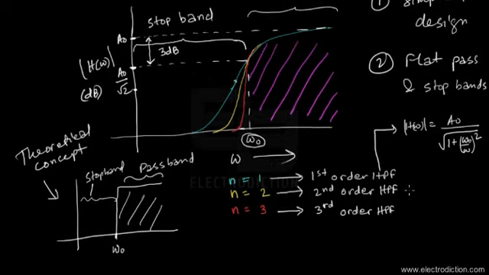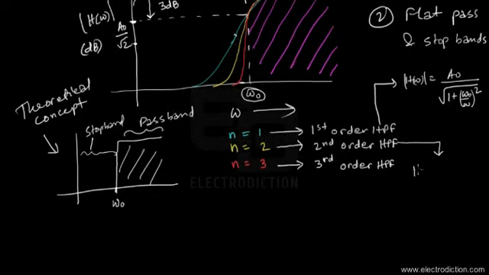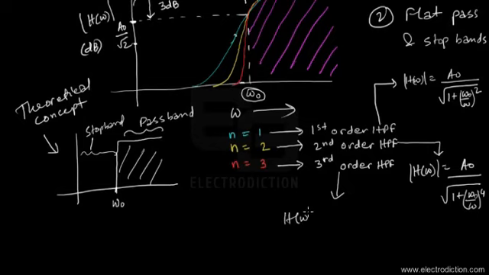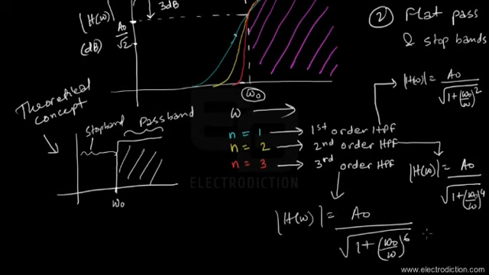Now for a second order high pass filter, the transfer function would have an expression looking something like this. It's going to be a0 divided by the root over 1 plus omega 0 by omega to the power 4, since n is equal to 2. And for a third order high pass filter, H of omega looks something like this: a0 divided by the root over 1 plus omega 0 by omega to the power 6, since n equals 3.